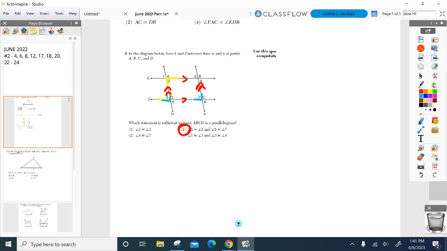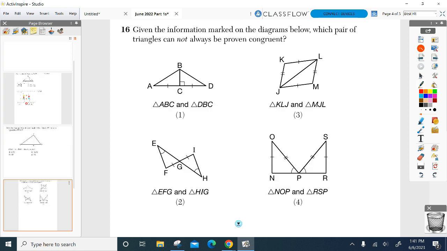Okay, we are moving on to problem number 16, everybody. 16. Back in the day, this problem would have been cake, but now it's June and we forget everything. So, which pairs cannot be proven congruent? Which pair cannot be proven congruent? All right, hey, this is the real reason why I'm doing it, so we can review the 5 ways to prove triangles congruent. What do you got for me?